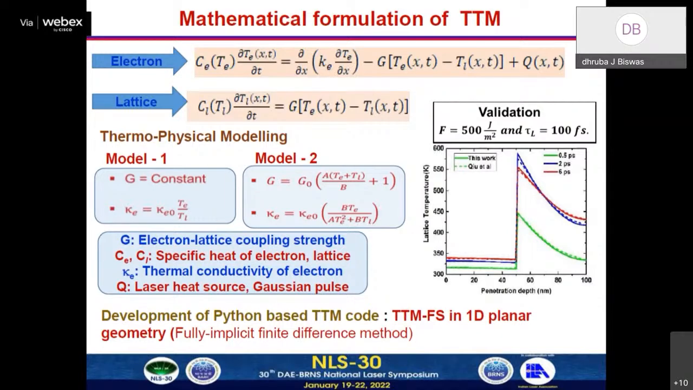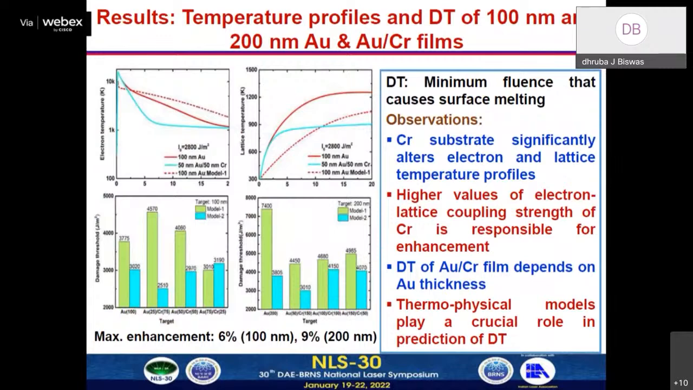For our work, we used two models. For model 1 and model 2, we use different modeling of electron-lattice coupling strength and thermal conductivity of electron. Other variables are kept the same. We also validated our code with the published results. Next slide, please. Result.